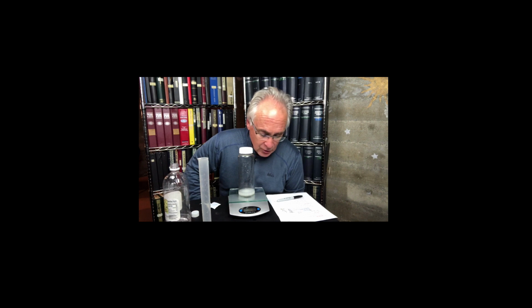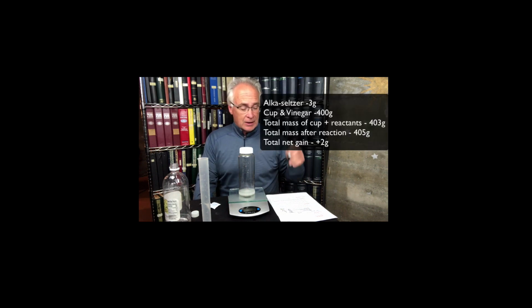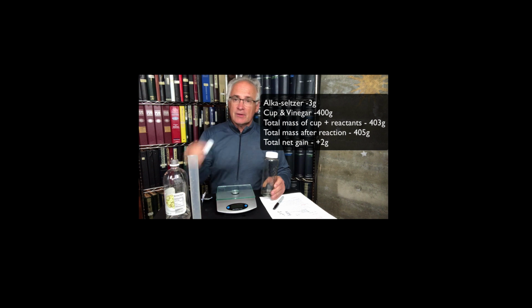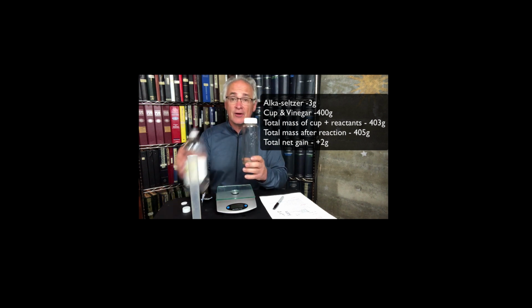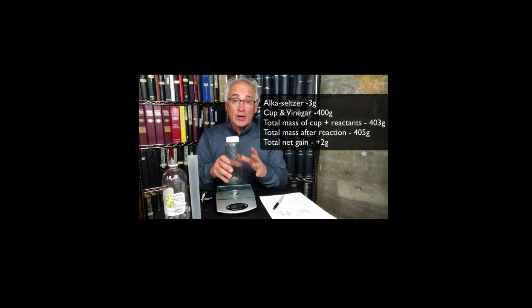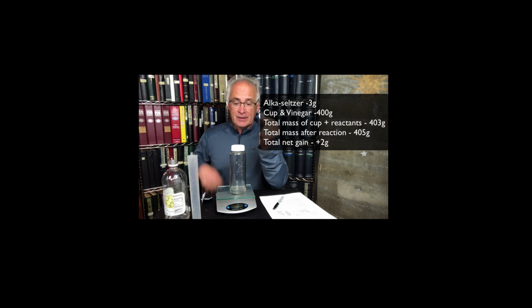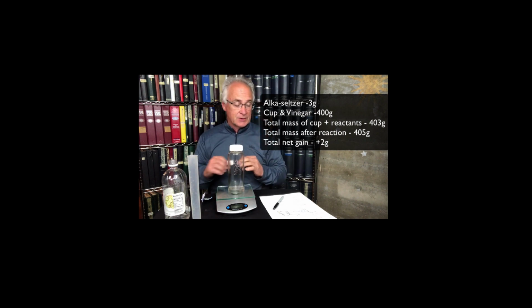So let's go ahead and mass this, and according to this, it's 403 grams. 403. Now let me just go over the measurements again. Make sure you put it in your Google Slides. 3 grams for Alka-Seltzer. For the jar as well as just the vinegar, that was 400 grams. Then what we did is we added this to this, that made it 403 grams.